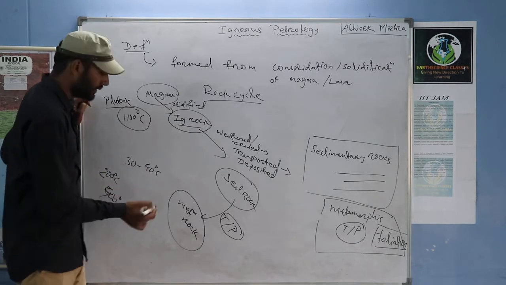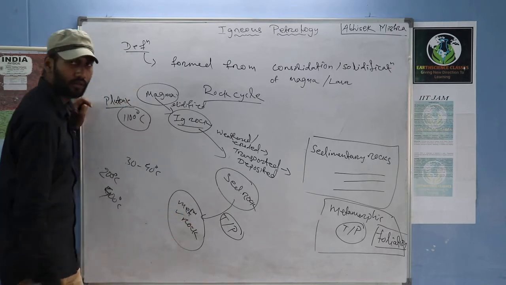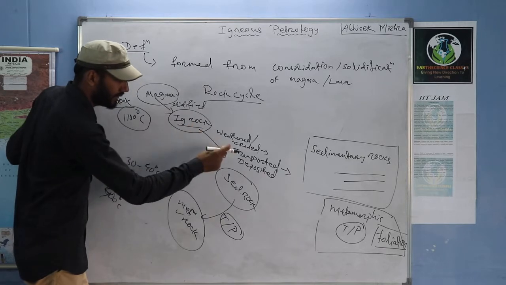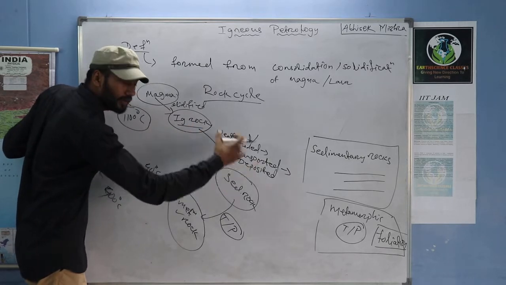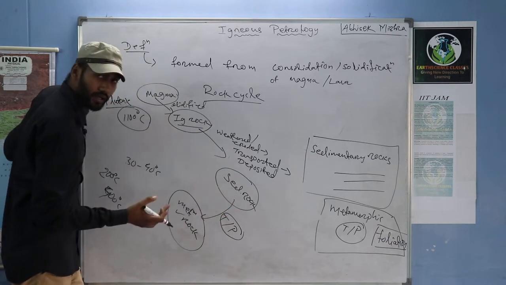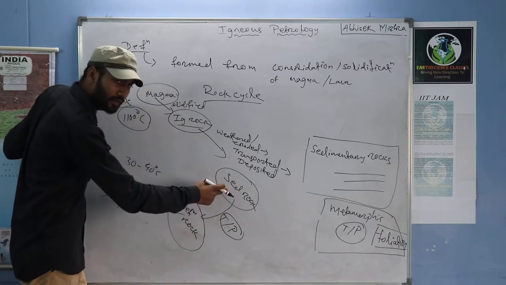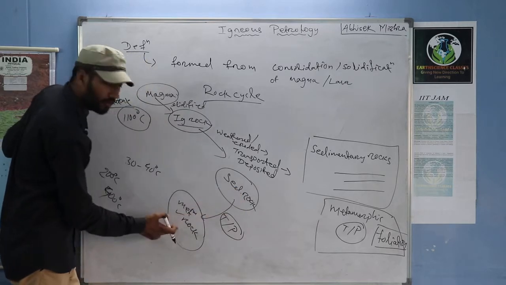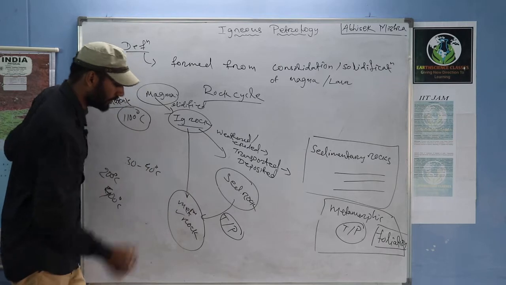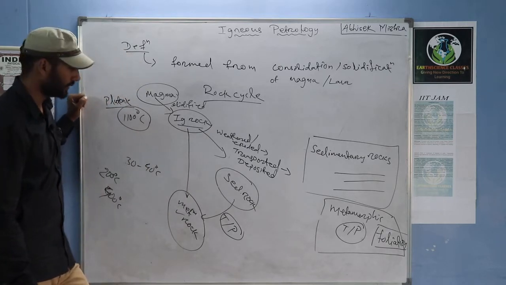And that rock will be your metamorphic rock. Okay. So this igneous rock can get weathered, and through all these processes it can be converted to sedimentary rock. Not converted, a new rock is formed, that is sedimentary rock. From sedimentary rock we can go to metamorphic rock, or directly from igneous rock we can go to metamorphic rock.